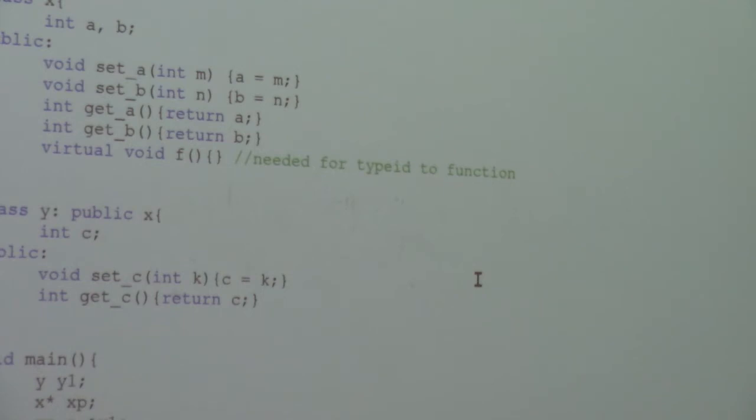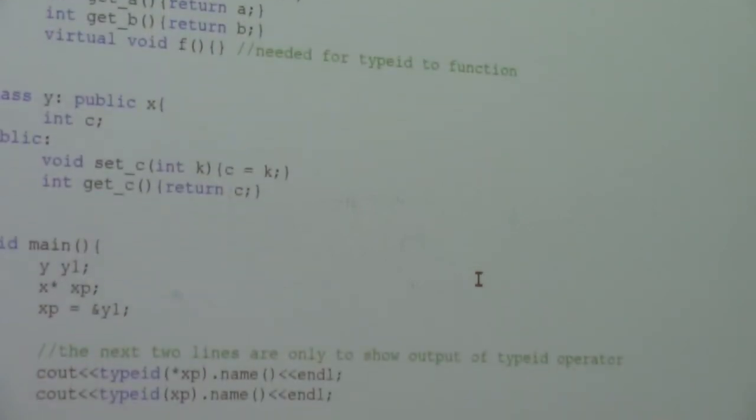iostream is for input output, typeinfo is the header file you have to include, #include <typeinfo>, needed for using the typeid operator. And then the string, I will tell you why you need the string class. Okay, so those two are needed for the typeid operator.